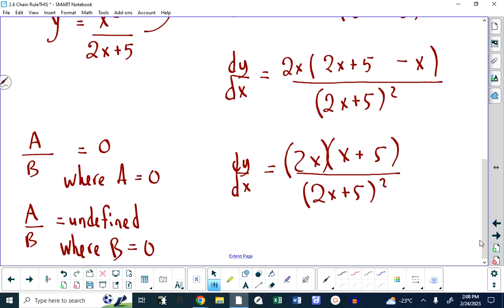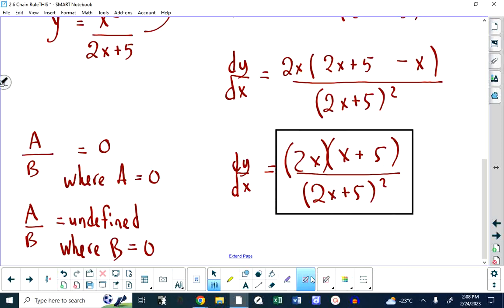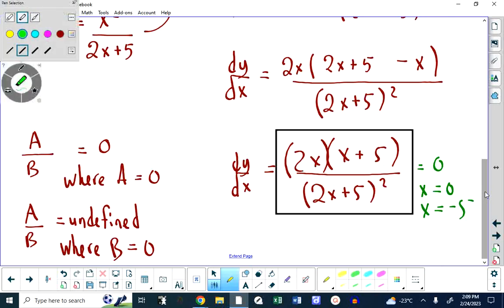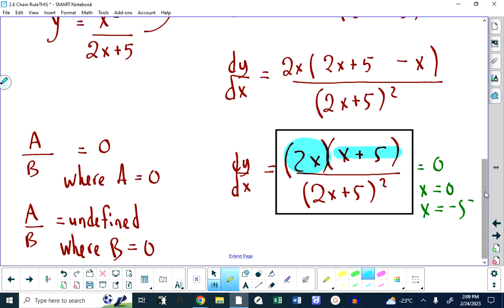Because this is written as entirely factored on the top and the bottom, I can look at this and tell you that this is equal to 0 when x is 0 and when x is negative 5. I'm not even really solving an equation. I'm not doing anything algebraically. I'm just saying what value of x makes that factor 0? 0. What value of x makes this factor 0? Negative 5.